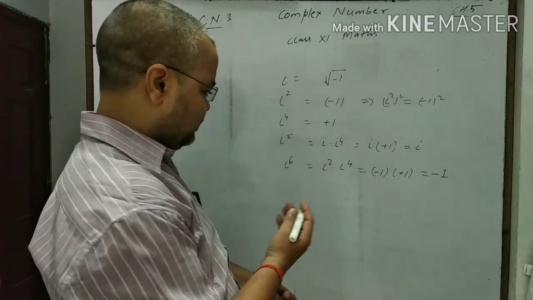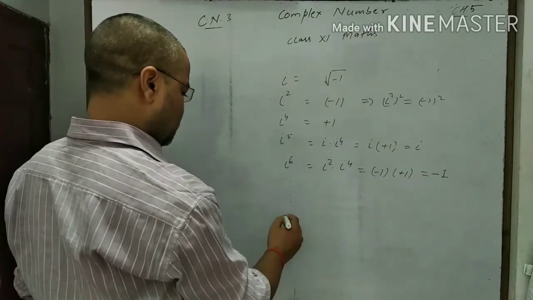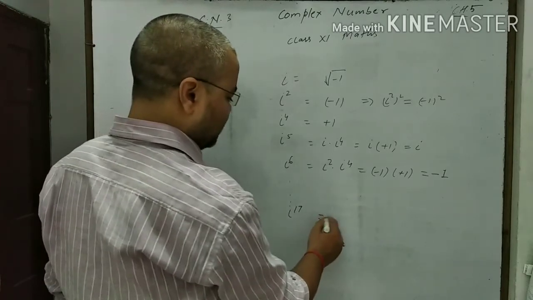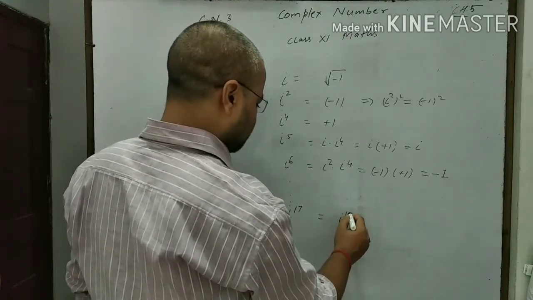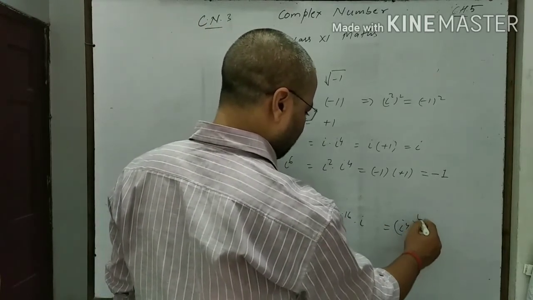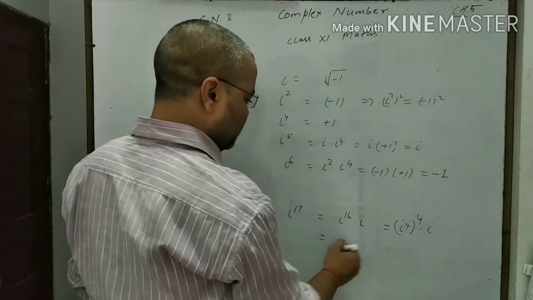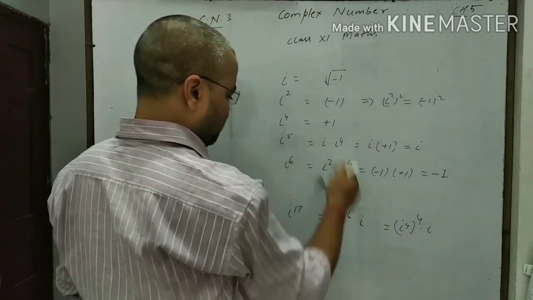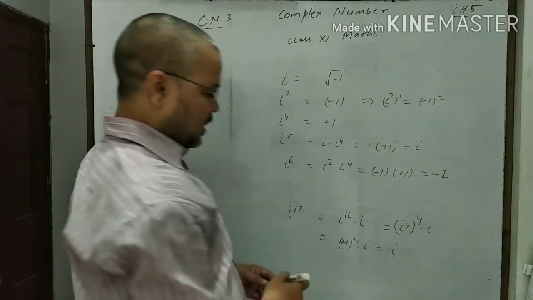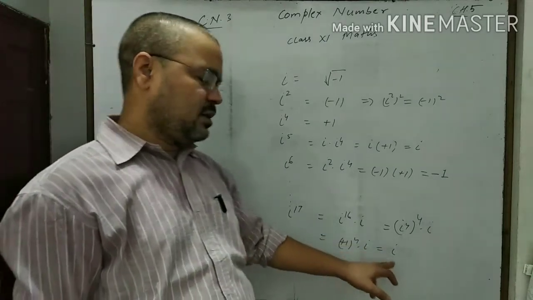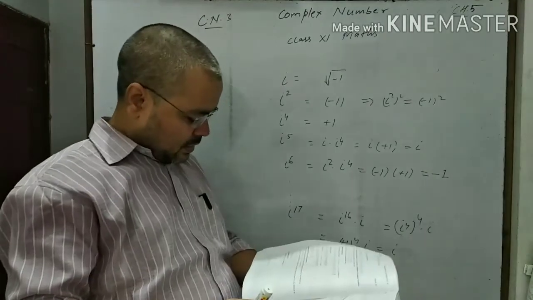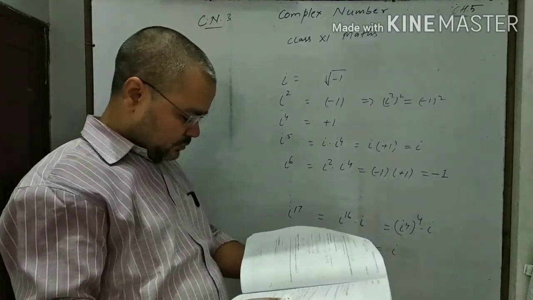Similarly, we can find what the value of i raised to the power 17 is. i raised to the power 17 can be written as i raised to the power 16 into i, where i raised to the power 4 whole raised to the power 4 into i, and we know that i raised to the power 4 is plus 1. And here finally the value will be i. So i raised to the power 17 is i. In this way we can find this value.